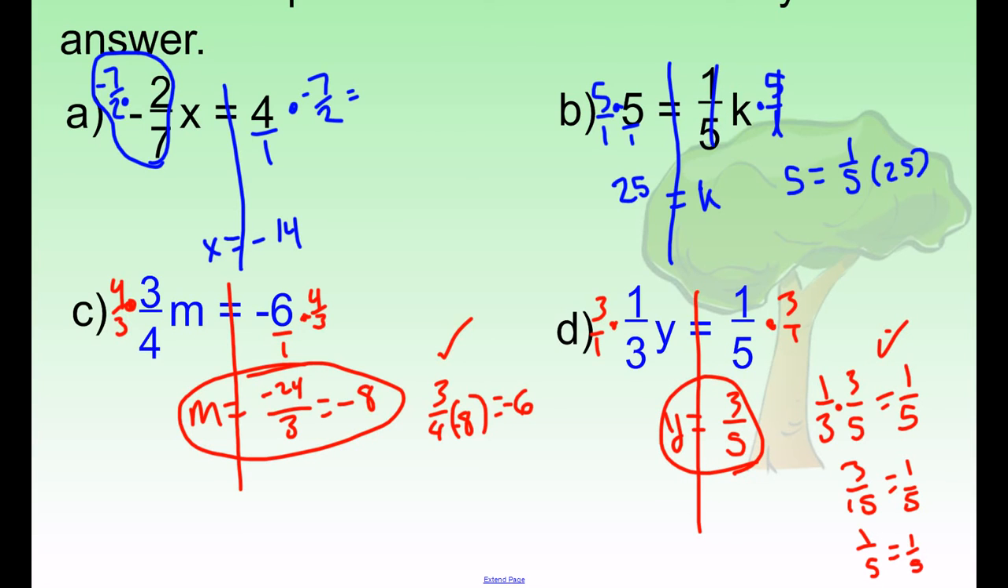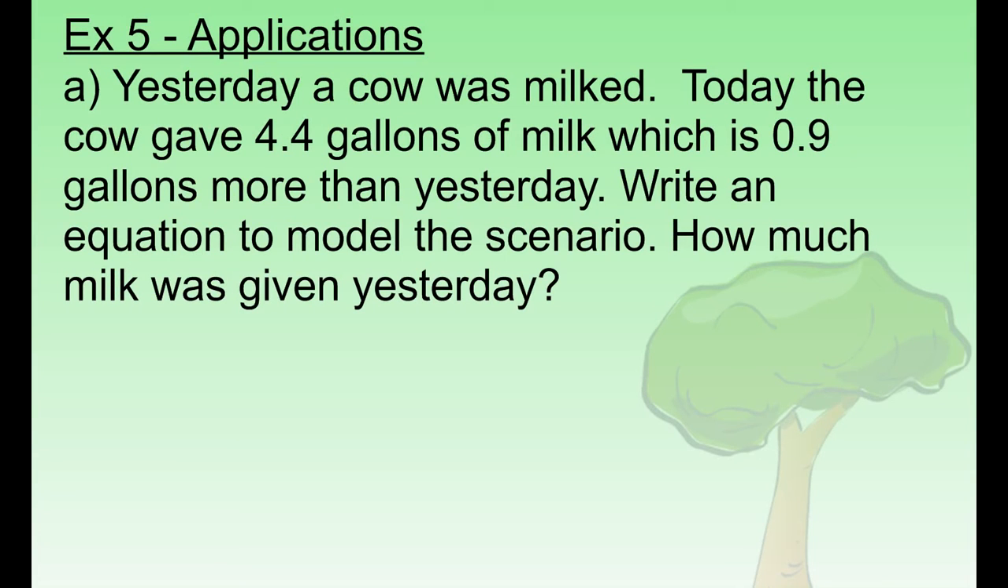So here we have some applications. It says, yesterday a cow was milked. Today the cow gave 4.4 gallons of milk, which is 0.9 gallons more than yesterday. Write an equation to model the scenario. Then, how much milk was given yesterday? So let's see. It says today it gave 4.4 gallons of milk, which is 0.9 bigger than yesterday.